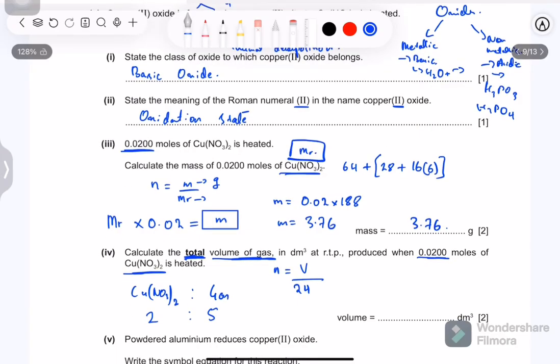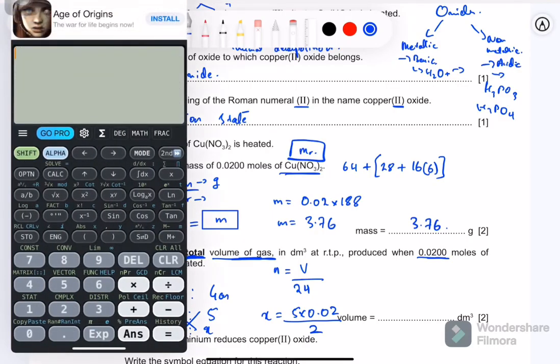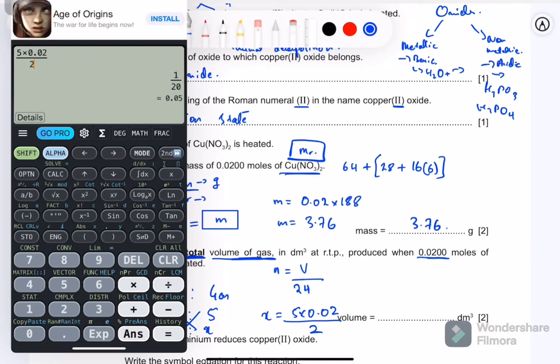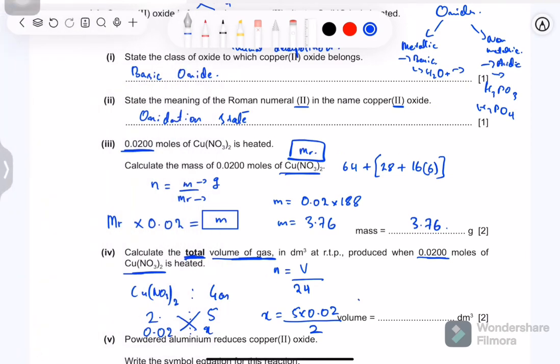Now how many moles of copper nitrate do we have? 0.02. And how many moles of gas? We don't know. X. Cross multiply. X equals 5 times 0.02, and when X is multiplied by 2, the 2 goes over to that side, divided by 2. This is 0.05. The answer will already be in dm cube.